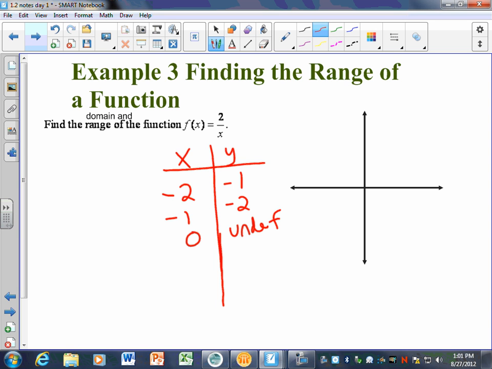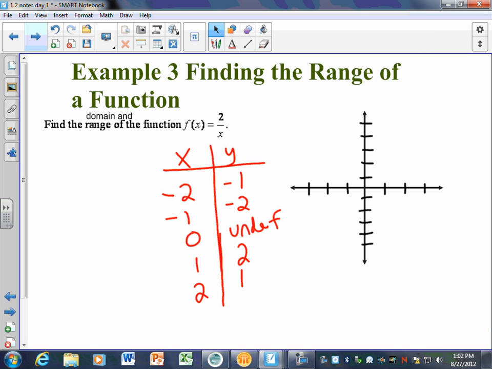Zero. I can't get a value out when I plug 0 in. If I plug 1 in, I'm just going to get 2 over 1. If I plug 2 in, I'm just going to get 2 over 2. Yes? We'll maybe think about some other points here. Negative 2, negative 1, negative 1, negative 2. 0, I have nothing. 1, 2, 2, 1. Man, what kind of graph is that going to be?